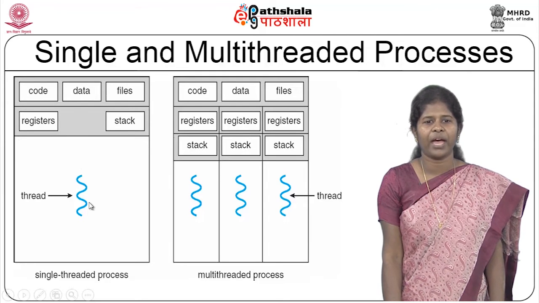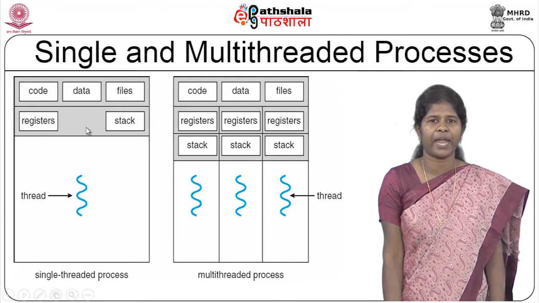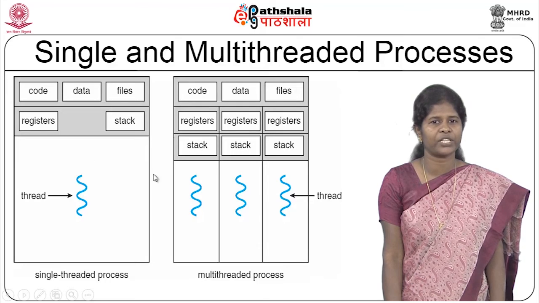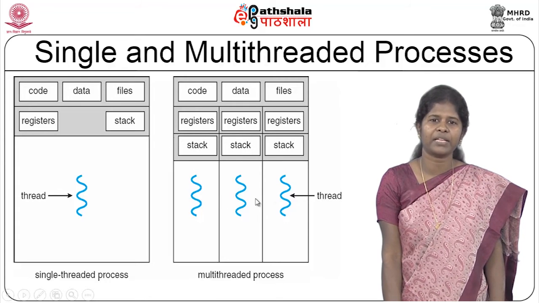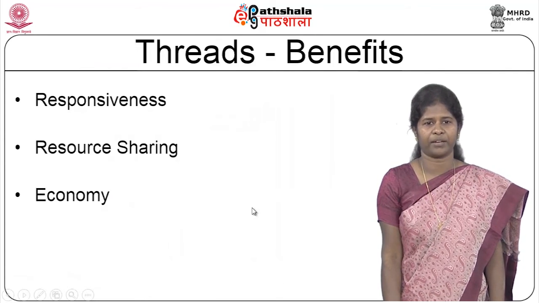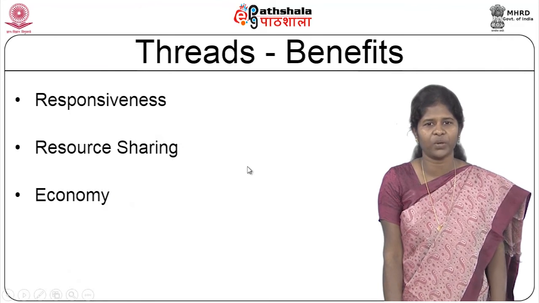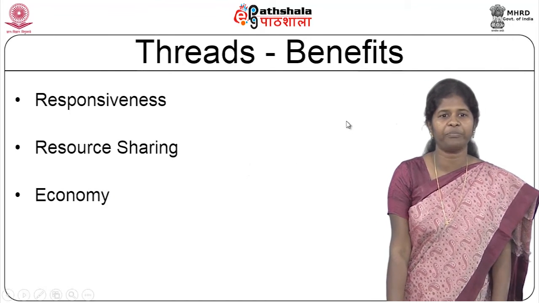and so on, and you have only a single thread of execution or a single sequence of execution. In a multi-threaded process, you have code, data and files which are common to all the threads, but each thread has got its own stack and registers and they can execute in parallel, concurrently. So, when you look at threads, it has got a number of benefits.